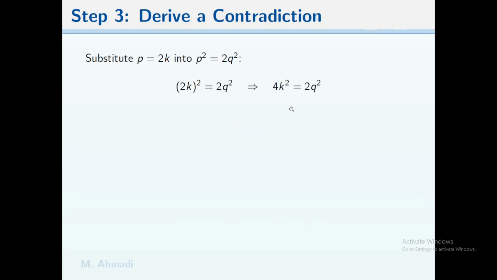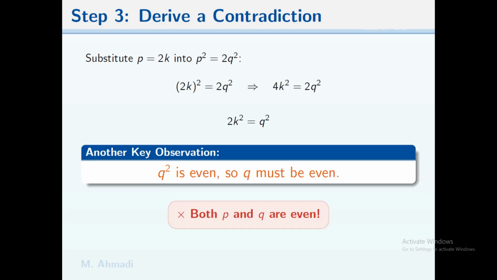Then, after substituting p equals 2k into the relation p squared equals 2q squared, we have (2k) squared equals 2q squared. Then 4k squared equals 2q squared. And then 2k squared equals q squared. So q squared is even, so q must be even.